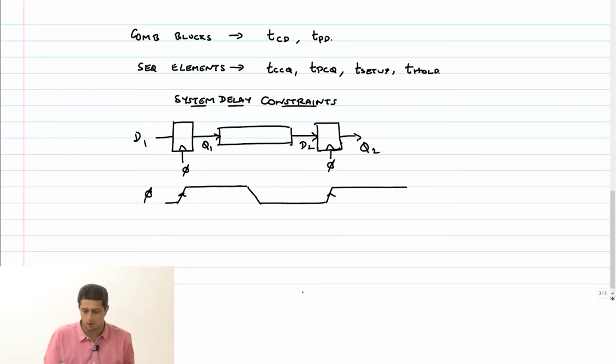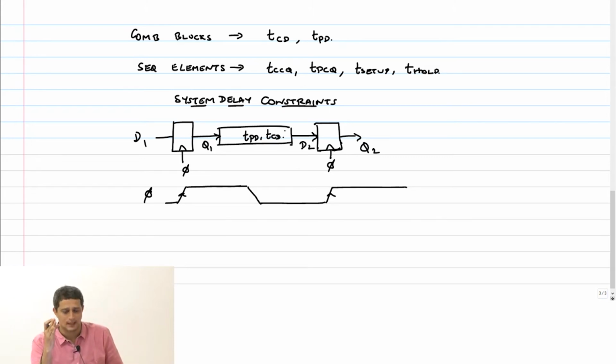Now I want to find out, this is TPD, TCD, what is the maximum delay that I can insert between these two flops so that this system will not fail? What is the maximum delay of that combinational block that I can insert between these two flops so that the system doesn't fail? Okay. So what are these flops doing?